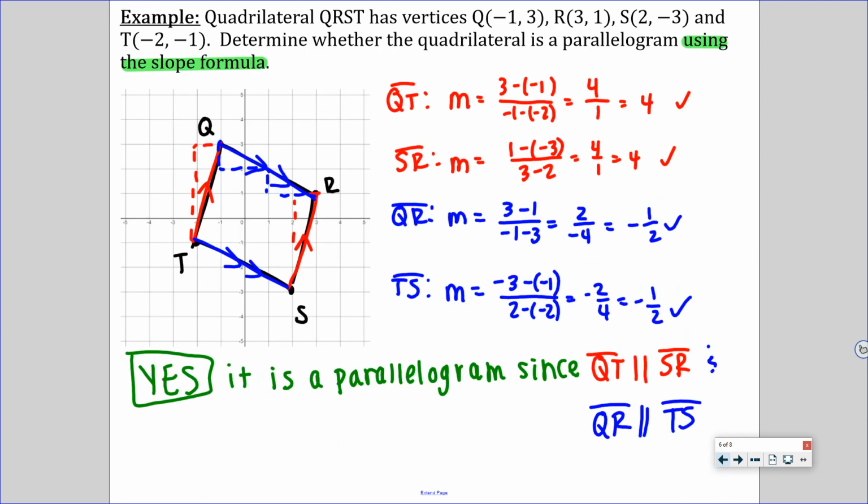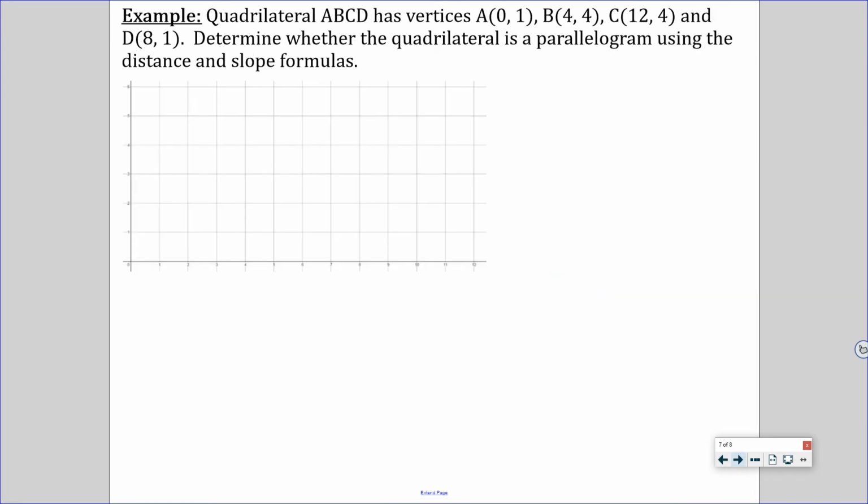All right, one more, folks. This one looks similar, in which they give me this coordinate plane, they give me the vertices of the quadrilateral. But this time, notice how the directions say determine whether the quadrilateral is a parallelogram by using the distance and slope formulas. Okay, don't worry. Watch what happens when we plot this. You'll like this. 0, 1, 4, 4, 12, 4, 8, 1.